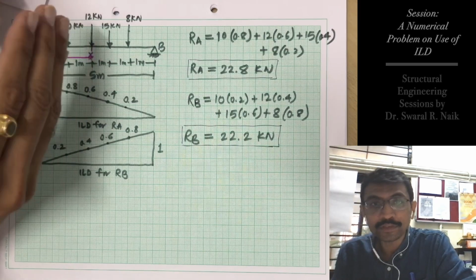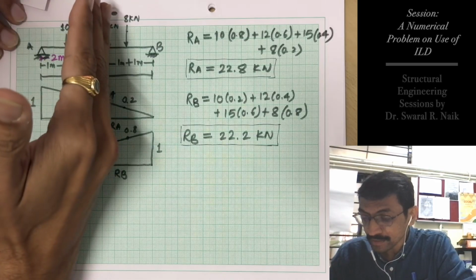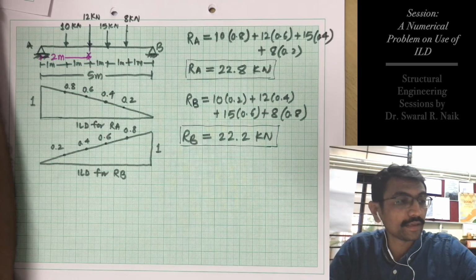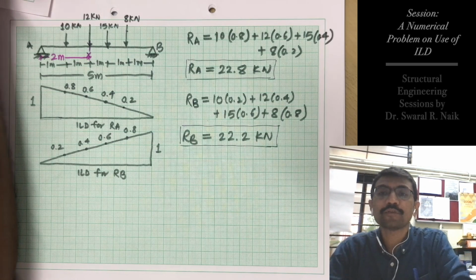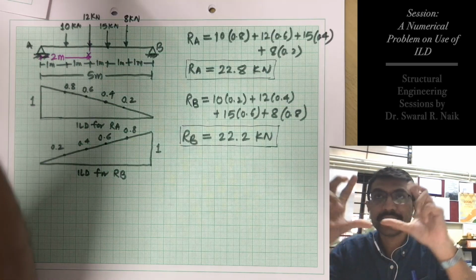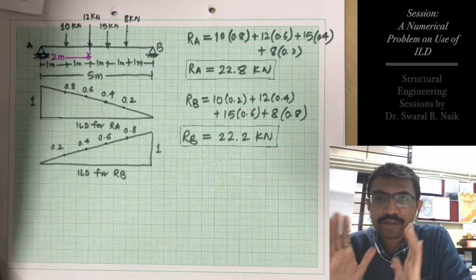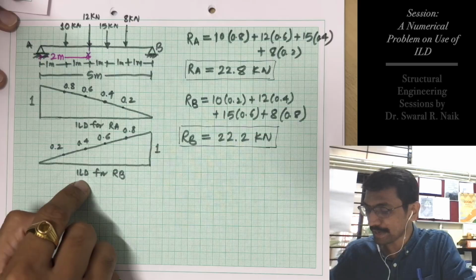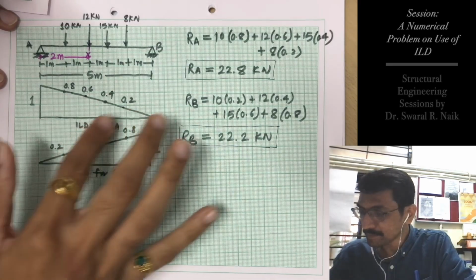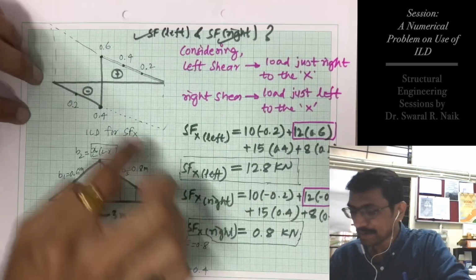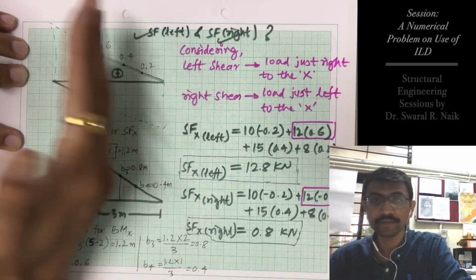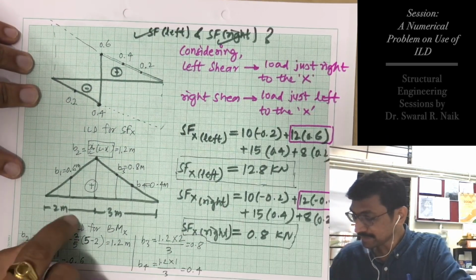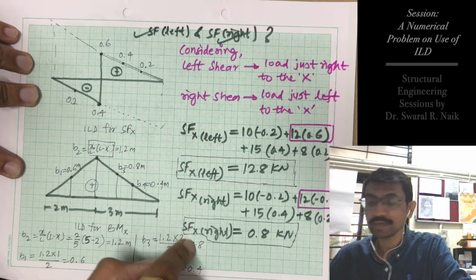So this problem is what? Here your section observer is also stationary and load is also stationary, and you are using your concept of ILD because you want to know your function values at some load position. Right, so in this problem we calculated ILD for RA, we calculated ILD for RB, the diagrams, the values, ILD for SFX, the values, why we had to calculate two values, that also I have explained thoroughly, and this is ILD for BMX, values, ordinates.